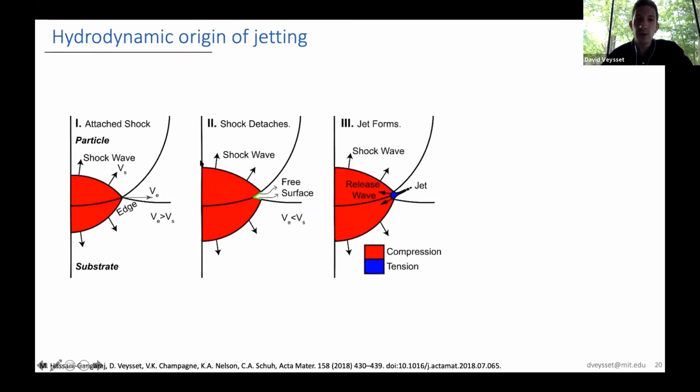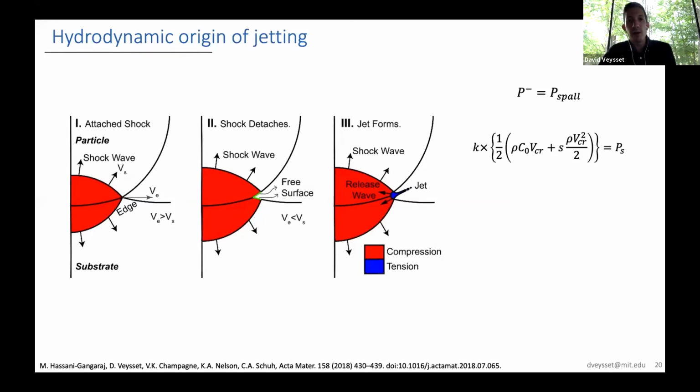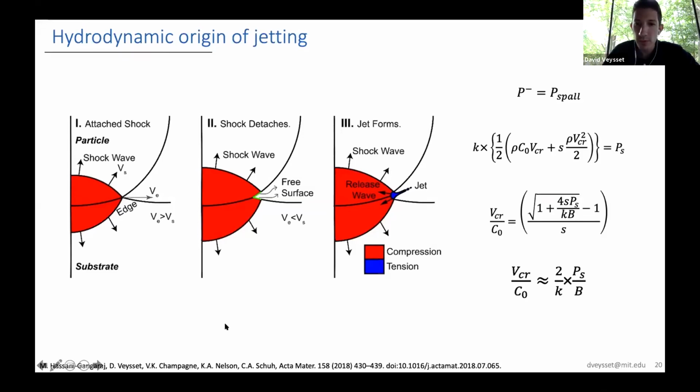So as the shock develops and propagates into the particle, it detaches from the edge, and then upon detachment, there's a release wave that leads to this jet formation and this spall phenomena. So I'm going to save you from the formula, but based on this picture, we aim to identify the critical velocity at which this jetting phenomena occurs. So we derive these simple formulas, and then with further simplification, we arrive at this ratio.